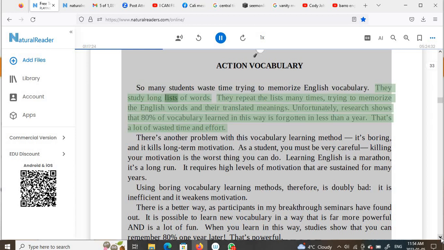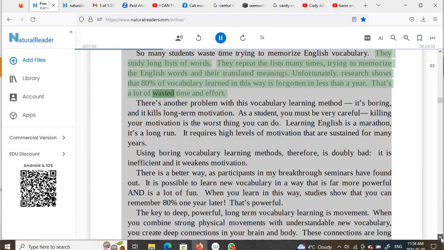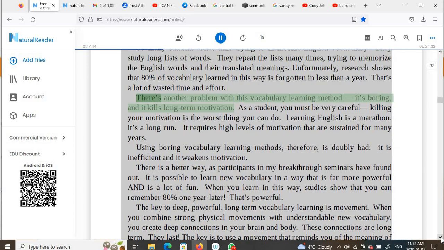So many students waste time trying to memorize English vocabulary. They study long lists of words. They repeat the lists many times, trying to memorize the English words and their translated meanings. Unfortunately, research shows that 80% of vocabulary learned in this way is forgotten in less than a year. That's a lot of wasted time and effort. There's another problem with this vocabulary learning method: it's boring, and it kills long-term motivation.